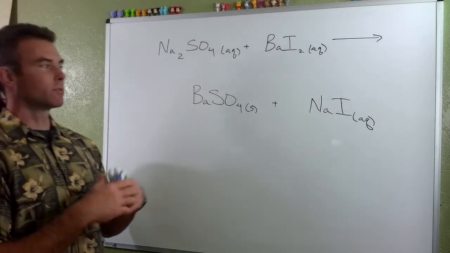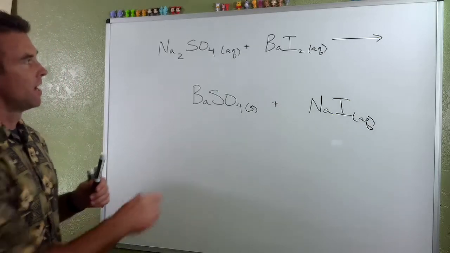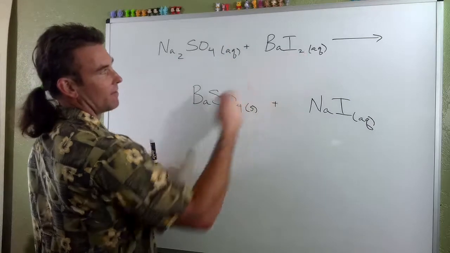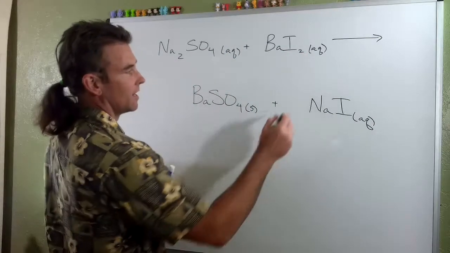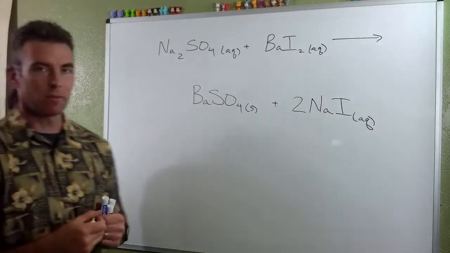We could, of course, write this down on a piece of paper and go through the balancing. But the good news is, if you recognize there's 2 sodiums and 2 iodides and everything else is pretty balanced, we can just do that. And there we go. We've got a balanced chemical reaction.